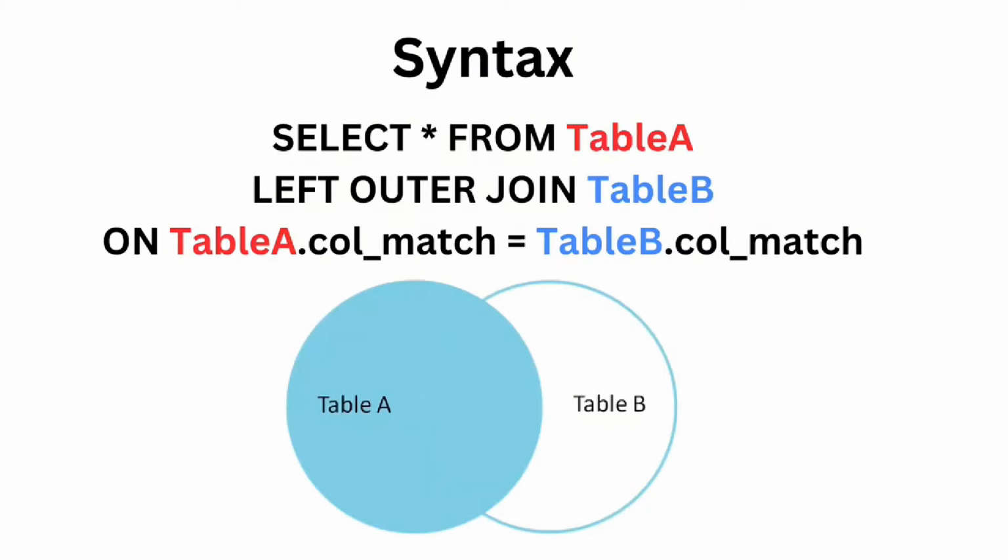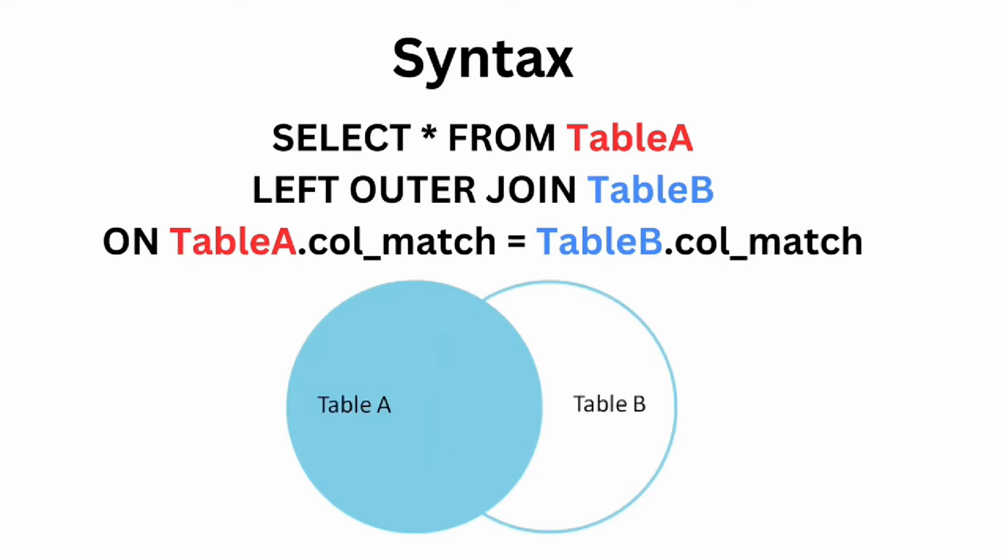So, what does a left outer join actually look like? Here, notice that our Venn diagram is no longer symmetrical, which means the order will actually matter. Here we're saying select everything from table A and do a left outer join on table B. The left-hand table is the first table we're referring to in that from statement. So that's why table A there is seen on the left. So we're saying select everything from table A left outer join on table B, on table A.columnMatch is equal to table B.columnMatch.